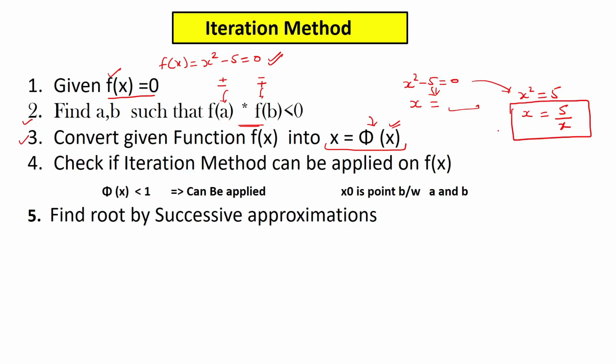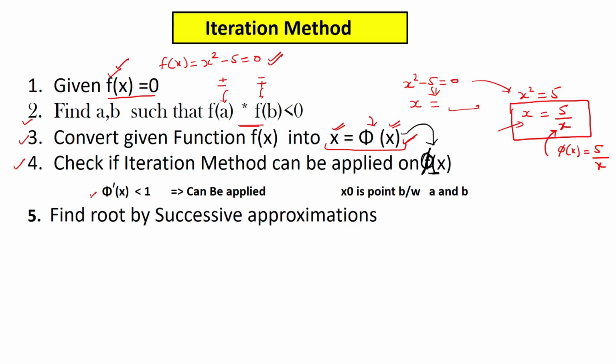Here this x is the same x, and phi of x is representing this thing, that is phi of x is equal to 5 upon x. This is a new function. Now after we have got this phi of x, we go to the fourth step. This step says we have to first check whether our iteration method can be applied on this given phi of x. Actually it was not f of x, it was phi of x. So we have to check whether the iteration method can be applied on the form that we got in the third step.